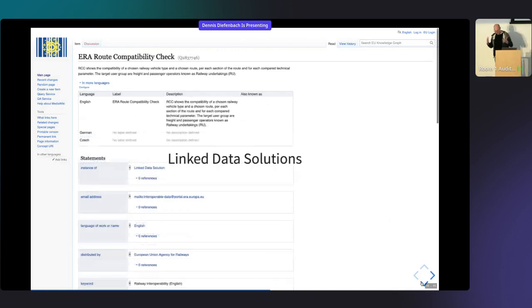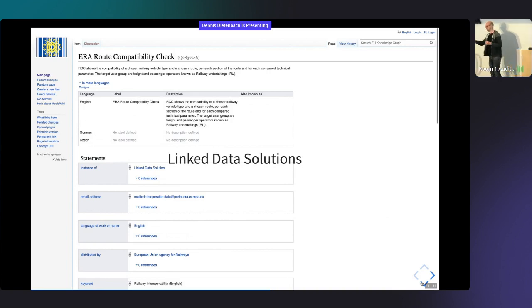It is also used for other use cases. Here it is a catalog of linked data solutions. At some point, someone wanted to put up a catalog of the linked data solutions that exist, also to make people aware of linked data solutions inside the Commission.